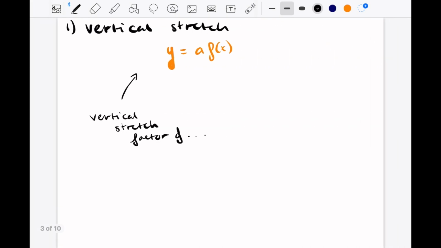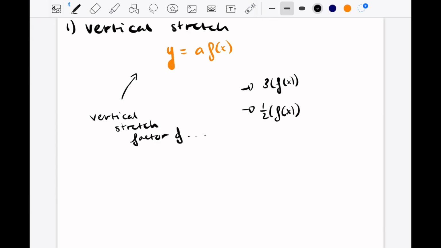So let's start off with a vertical stretch. A vertical stretch is when we have a factor outside of our original function, f of x. And when we refer to this, we say by a vertical stretch factor of a. So for example, if our vertical stretch factor is 3, then we will have 3 times f of x. If our vertical stretch factor is a half, then we will have 1/2 times f of x.